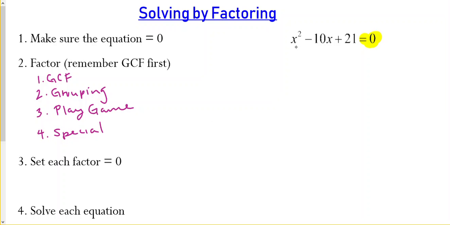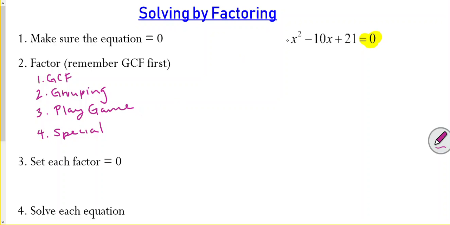So when I go to factor this, I need to first see, is there a GCF for all 3? Can I divide them all by a number? No. And they don't all have x's. So I can't take a GCF. The next step is, can I group? Not yet, because I still only have 3 terms. So I have to play my game.